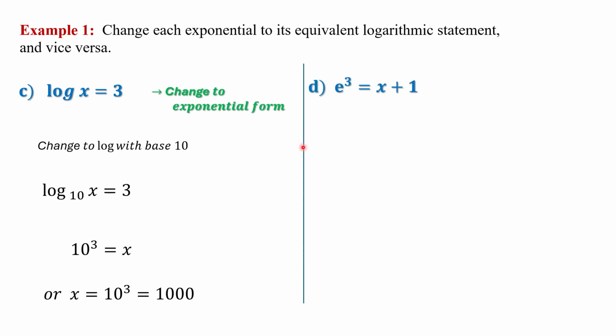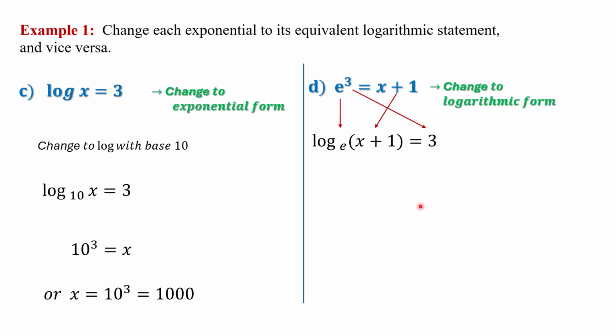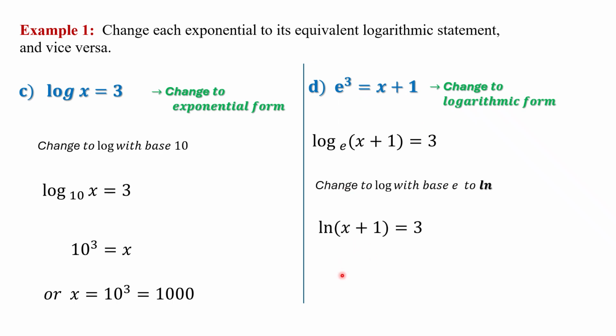Next question is e cubed equal to x plus 1. So we're going to change this to logarithmic form. So first, take the log of x plus 1 with the base e is equal to 3. Now check the relationship. Then log base e is a natural logarithm which is usually written as ln. So we're changing this to ln of x plus 1 is equal to 3.